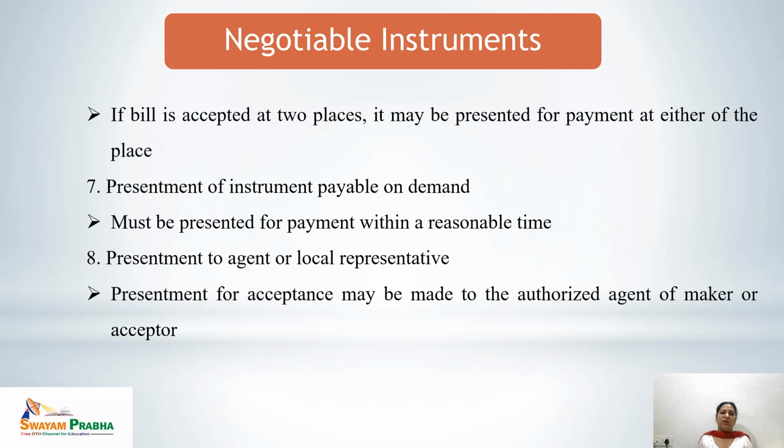Next is presentment to an agent or local representative. That means the presentment for acceptance may be made to the authorized agent of the maker or the acceptor. If the maker has appointed some agent to work for him, then the presentment of the negotiable instrument can be made to that authorized agent of the maker, which would make him liable.